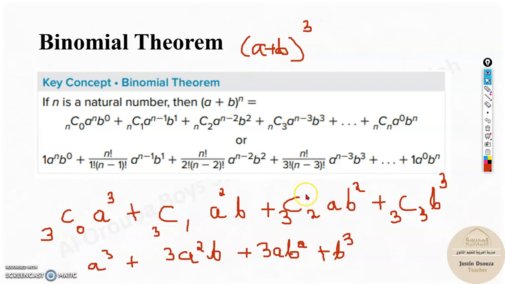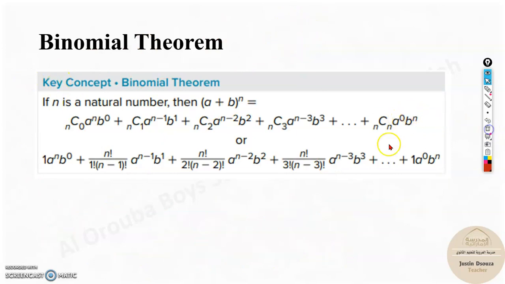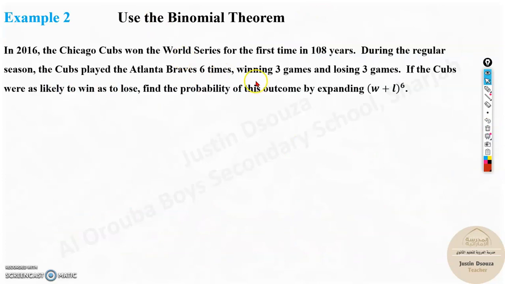Instead of drawing the whole triangle to find the coefficients, as we did with Pascal's triangle, there's no need of the triangle. We can directly use this formula and find them. For any power you can do it, just that if it's a bigger power it will be longer. So now let us see a real world problem using the binomial theorem.